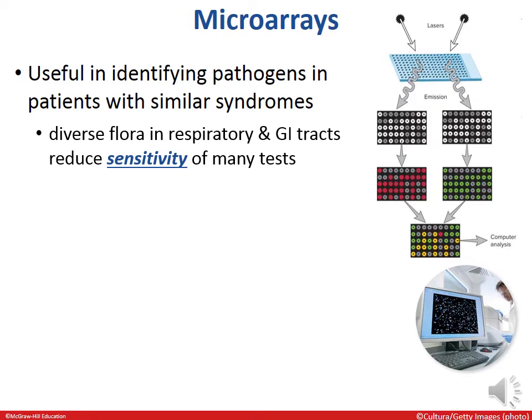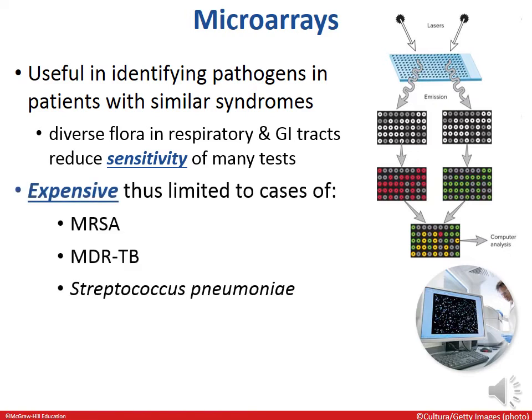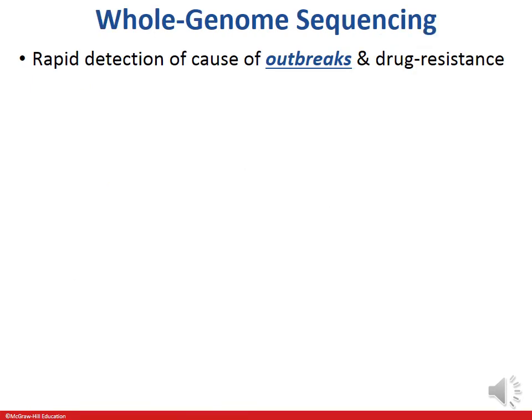Unfortunately, these tests are still very expensive, but they have been useful in cases where you have antibiotic-resistant strains that have a unique genetic sequence. So things like MRSA or multi-drug-resistant tuberculosis, these have been helpful. So in some circumstances, looking at the entire genetic sequence is going to be necessary to detect the cause of an infection.